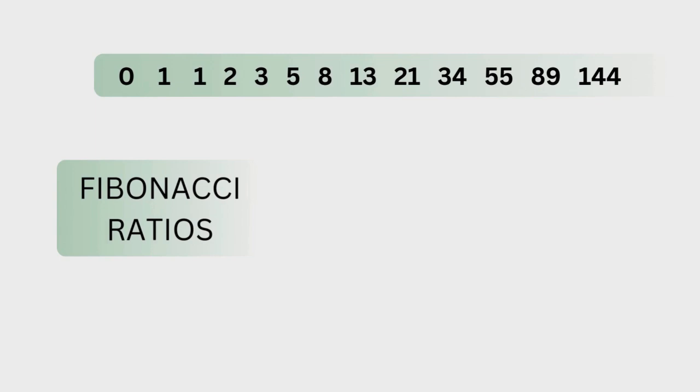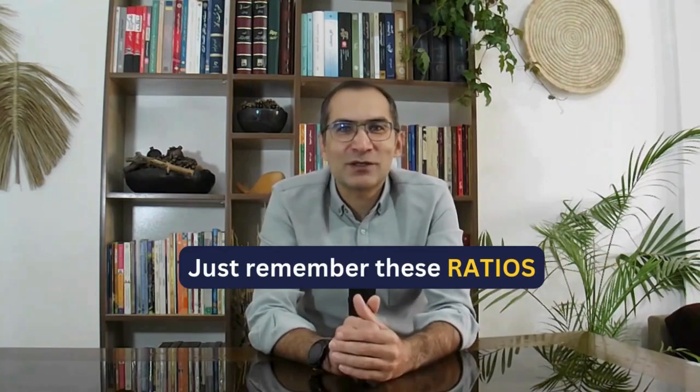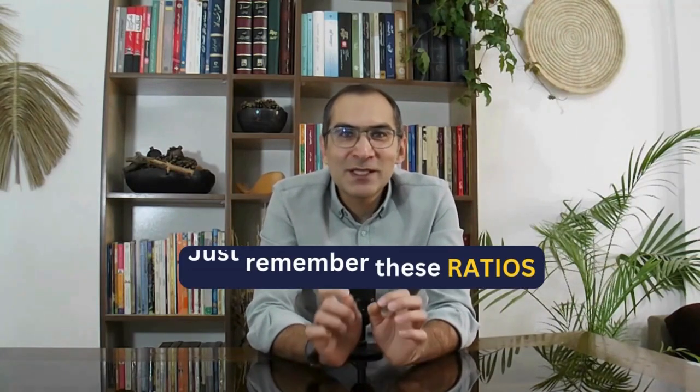Now what's special about these numbers in trading? It is not the numbers themselves, it's the ratios between them. When you divide one of these Fibonacci numbers by the next or the one after that, you get ratios like 0.618, 0.382, and 0.236. Forget the Fibonacci series and its numbers. Just remember these ratios. We use these ratios in Fibonacci trading strategy.